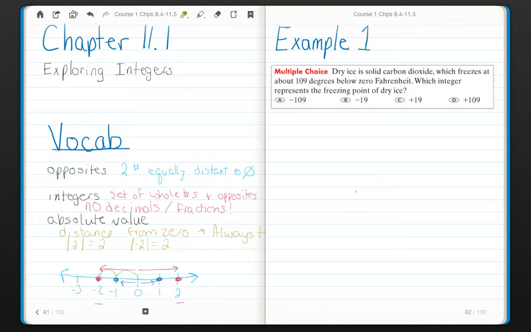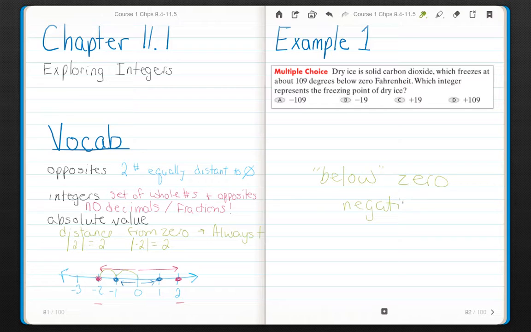Dry ice is solid carbon dioxide, which freezes at about 109 degrees below 0 degrees Fahrenheit. Which integer represents the freezing point of dry ice? So anything that's considered below 0 is going to be a negative number. So my two positives, those are out. And I want -109 degrees, so A is my only option. B is -19, not 109.